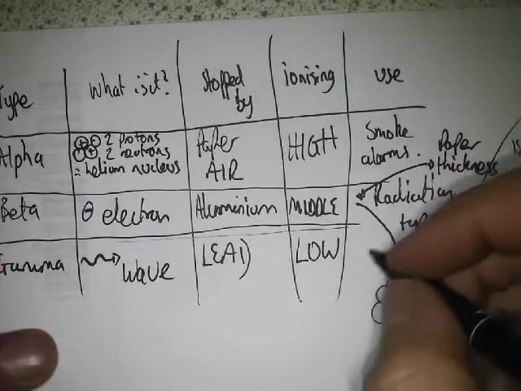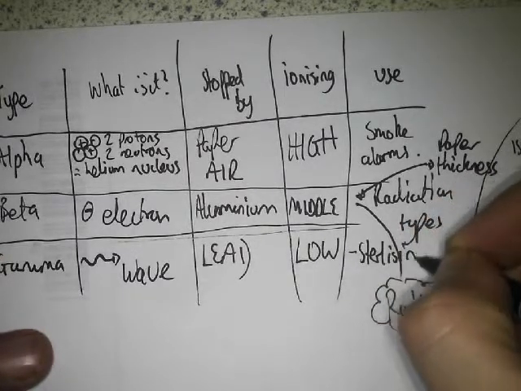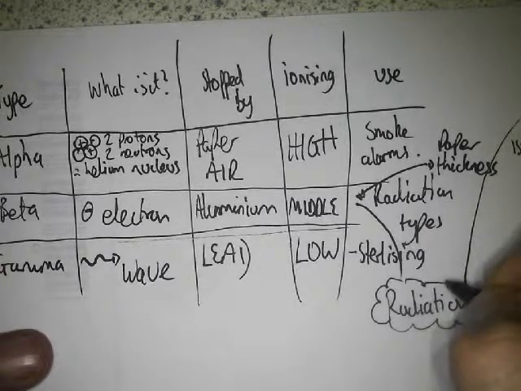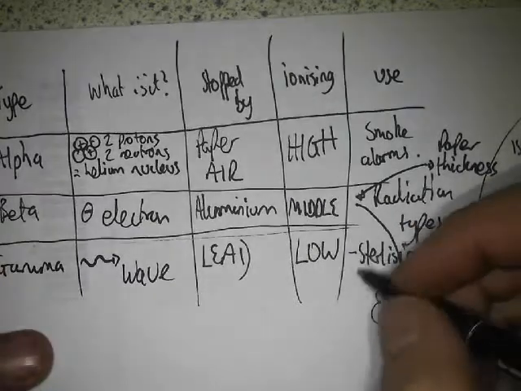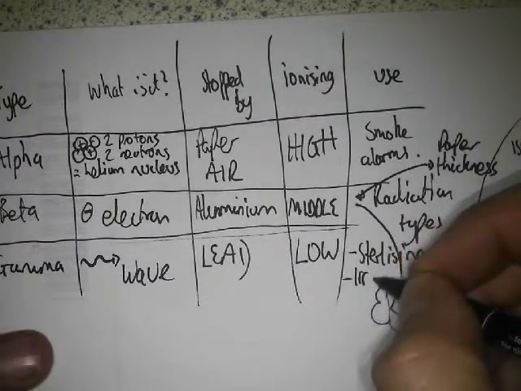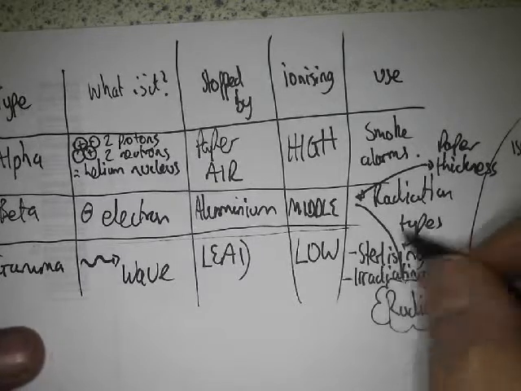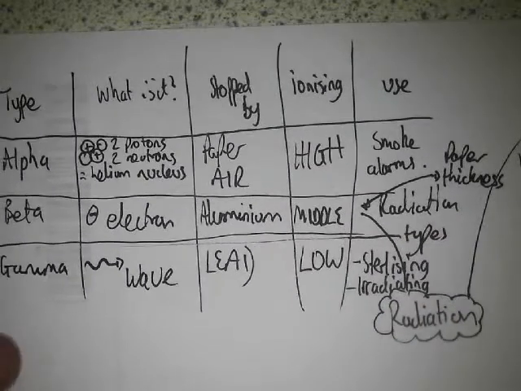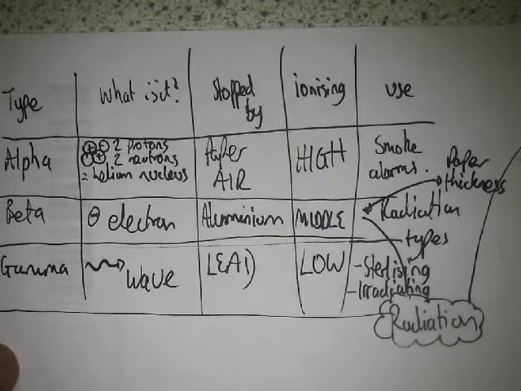What are they used for? Well, they're used for sterilizing things. Sterilizing medical equipment, because you get rid of all bacteria. Same as food. It's called irradiating food. So getting rid of all the bacteria on food, giving things a longer shelf life.